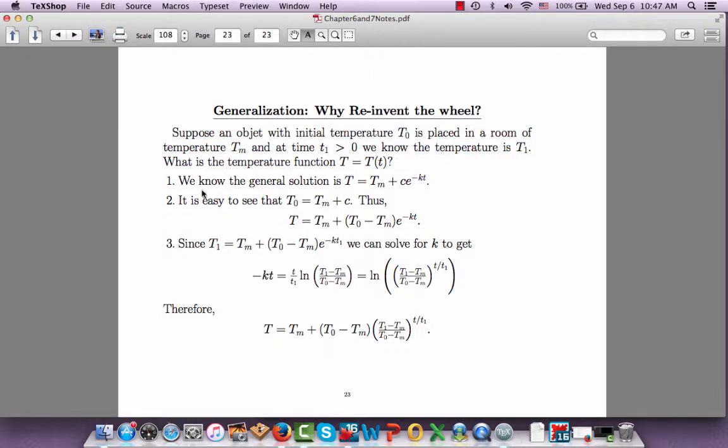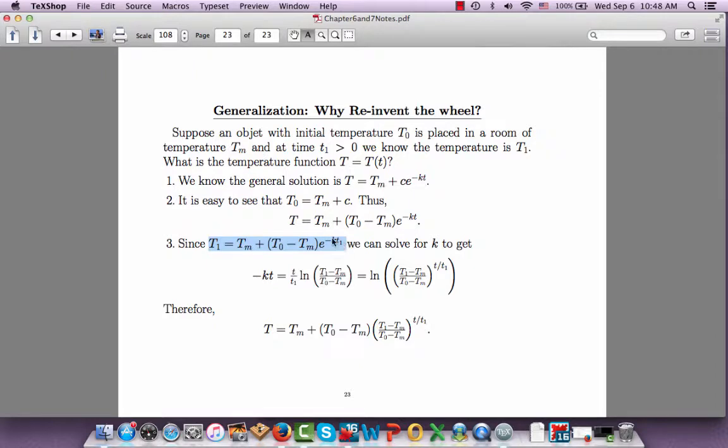Right, so again, we already know what the general solution is. The general solution has this form. The initial condition tells us to plug in 0 for lowercase t, so that gives us the equation that T sub 0 is T sub m plus our constant c, so therefore we know what constant c is. Constant c is just T sub 0 minus T sub m. Now using that, we use the second piece of given information. We know that the temperature at time lowercase t sub 1 is equal to capital T sub 1.